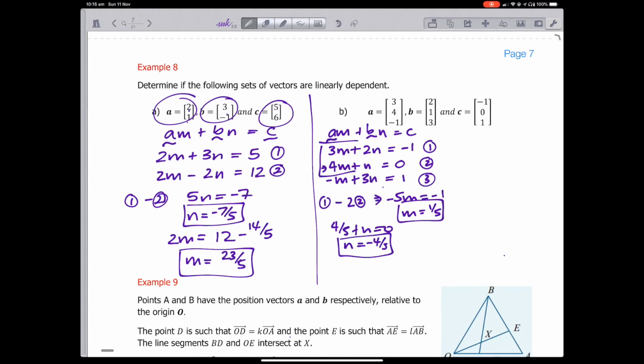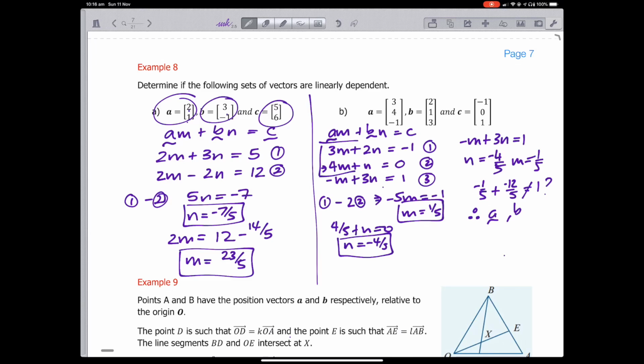But does it satisfy the third equation? Because that tells us whether it's linearly dependent or not. So negative m plus 3n is equal to 1. n is negative 4/5, m is 1/5. So if I have negative m, I'm going to have negative 1/5 plus 3 times negative 4/5, negative 12/5. Does that equal 1? No, it doesn't.